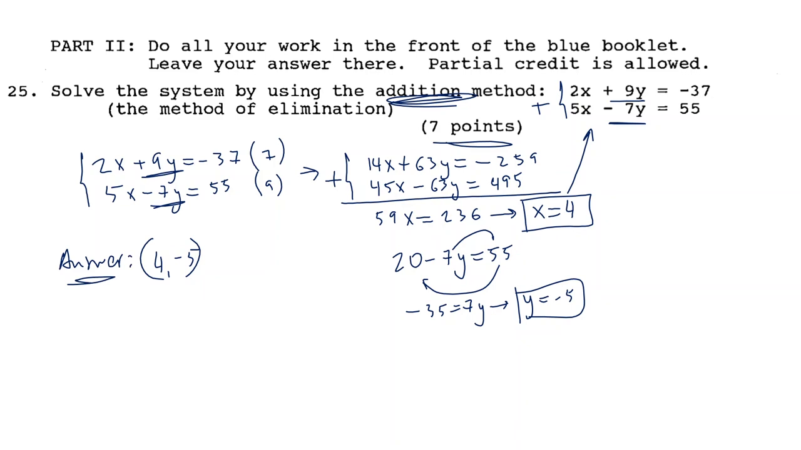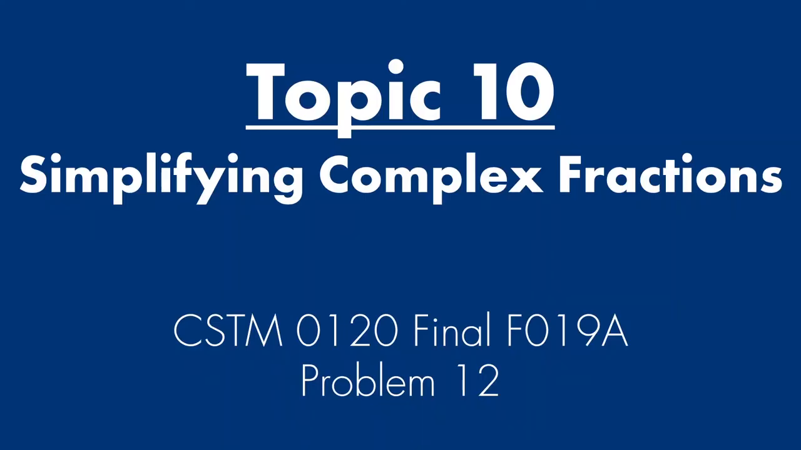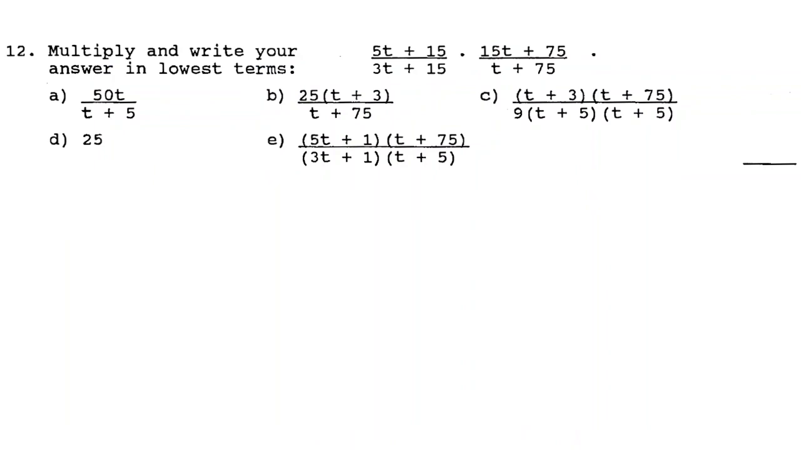So always look for the pluses and the minuses, the ones that could cancel each other potentially. And last topic, but not least, simplifying complex fractions, problem 12 from the final F019A. So here, again, do not look at the Gestalt. Gestalt will kill you. Gestalt is when you look at the whole expression and panic. Do not. Look at the individual pieces.